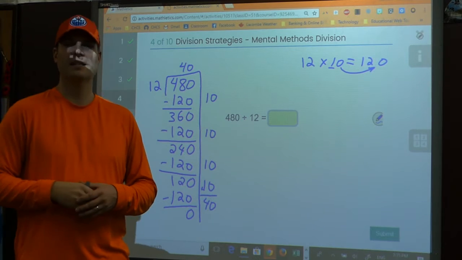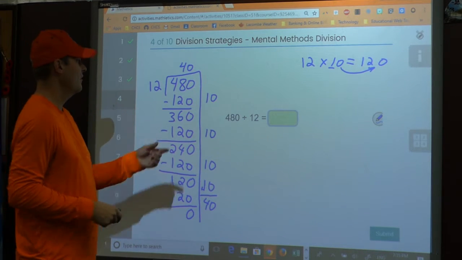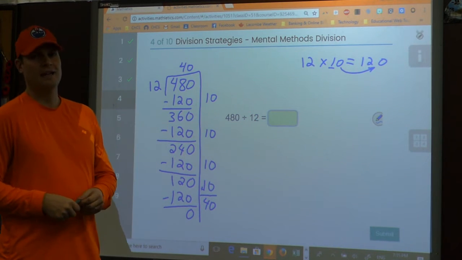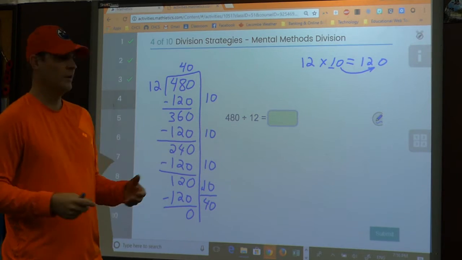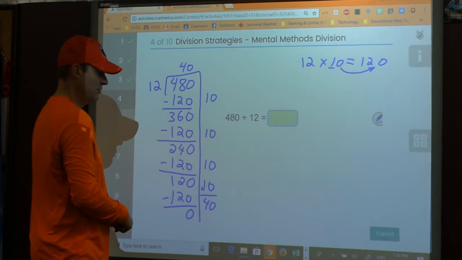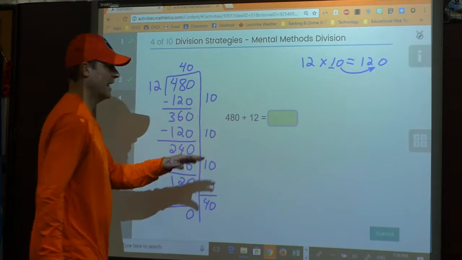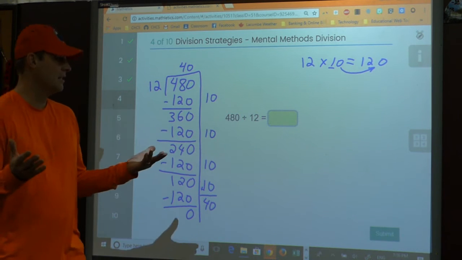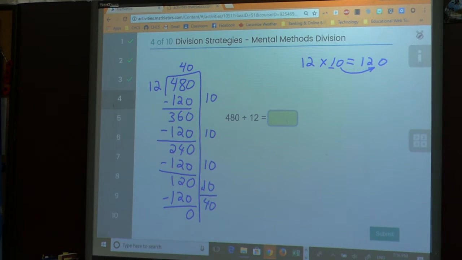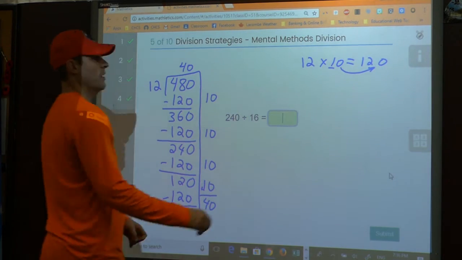12 times 40 is actually 480. Some of you might have even noticed that, 48. And you could have done that multiple of 10 pretty quickly. And so you didn't even need to do this strategy. So we'll just enter in our 40 there and see if we're right. And look at that, sure enough we are.